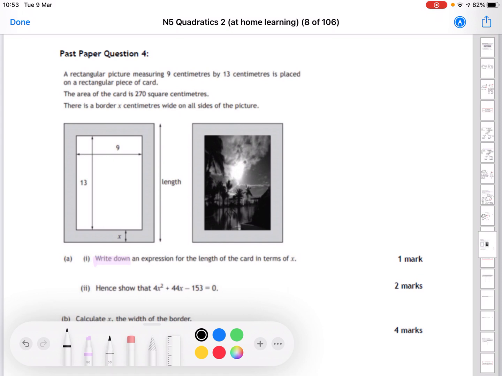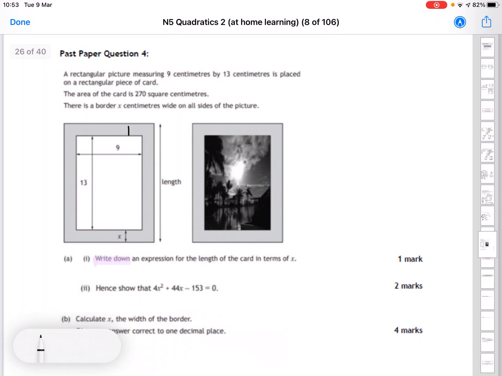So the length of your card, you have your border at either side of x centimetres, and you have the length up the middle there of 13. So all we would do is write that as 13 plus 2x. We're adding on an x and an x to 13, so 13 add 2x. Part 2 of part A is to hence show that 4x squared plus 44x minus 153 equals 0.